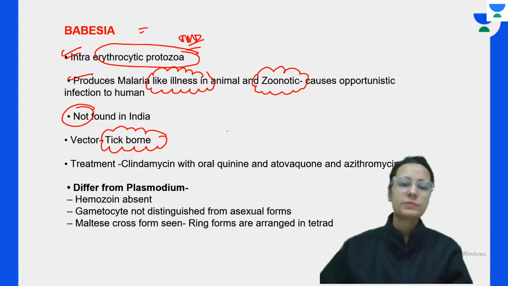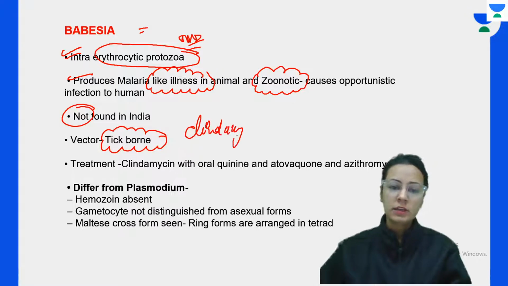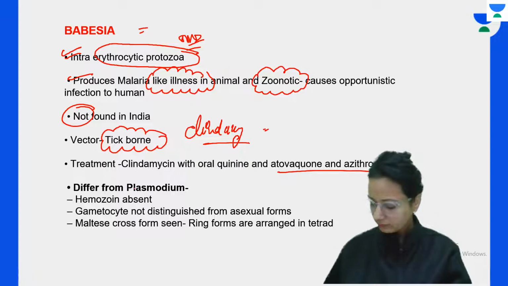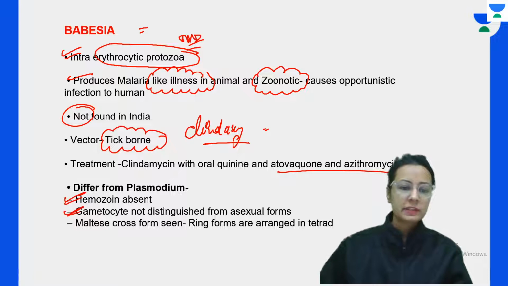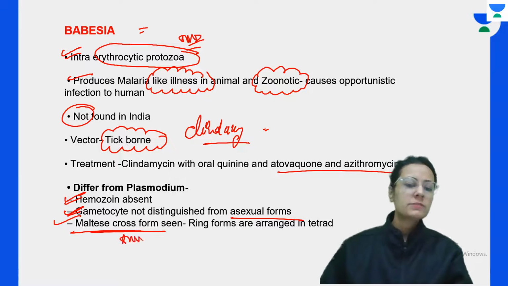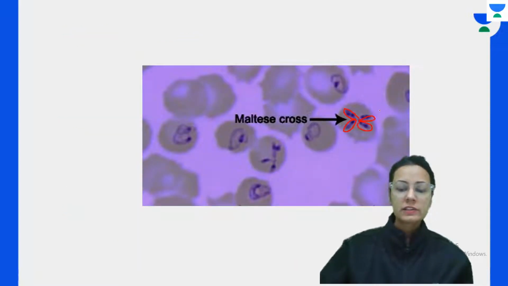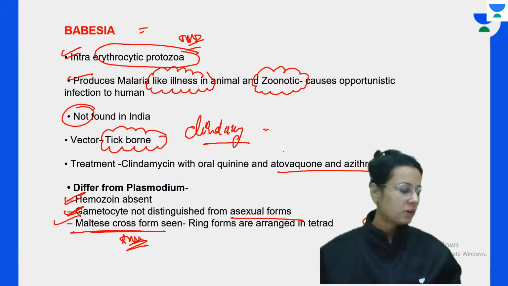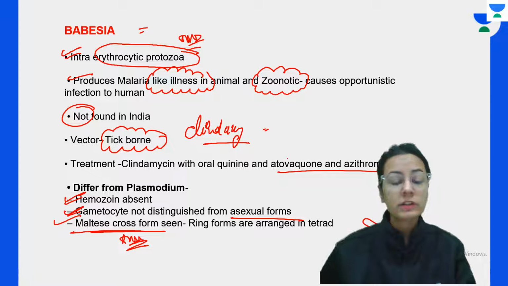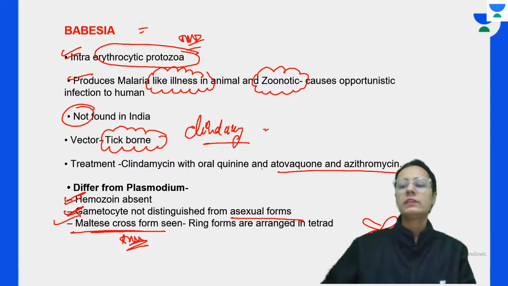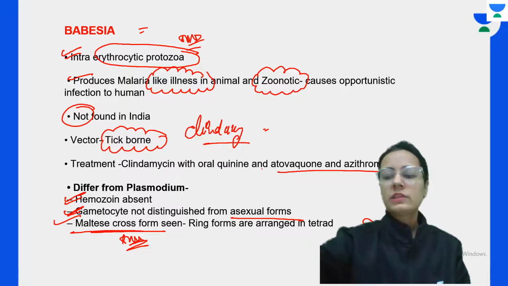Treatment is given with clindamycin with oral quinine, and atovaquone with azithromycin. How does it differ from malaria? Now, hemozoin is absent. Gametocyte cannot be distinguished from the asexual forms, and the Maltese cross is very important. The ring forms are arranged in tetrads. So, this is the Maltese cross. You can see they are arranged in tetrads. There is no hemozoin, and gametocytes cannot be distinguished. The sexual and the asexual stages cannot be distinguished in case of Babesia.